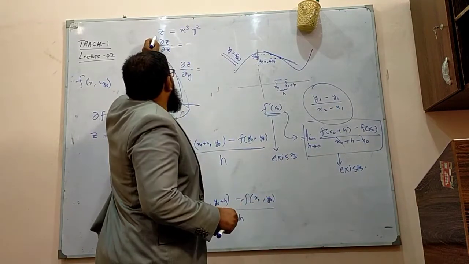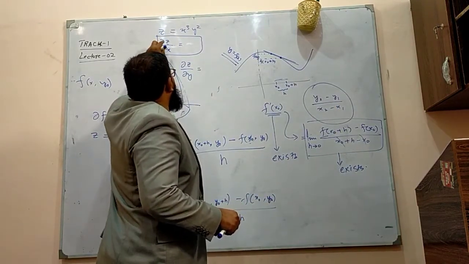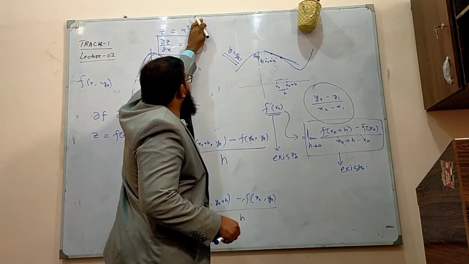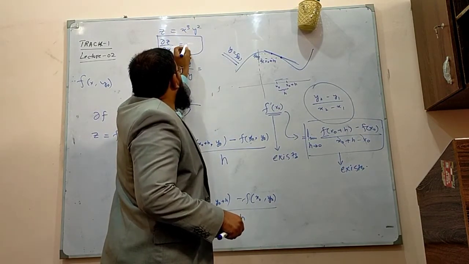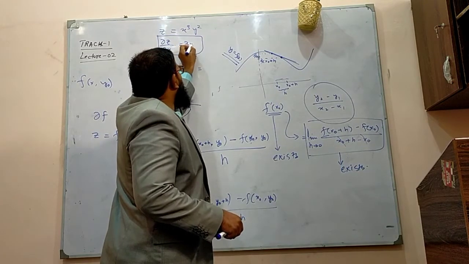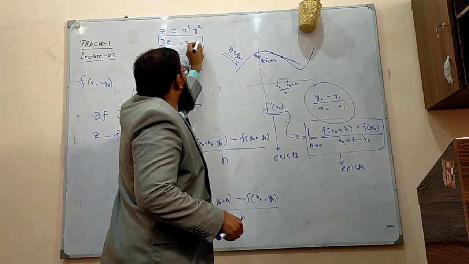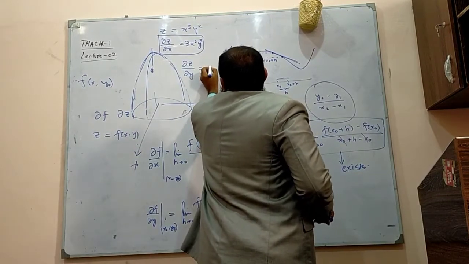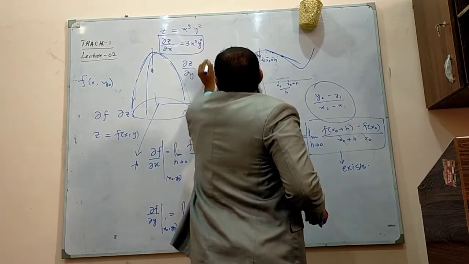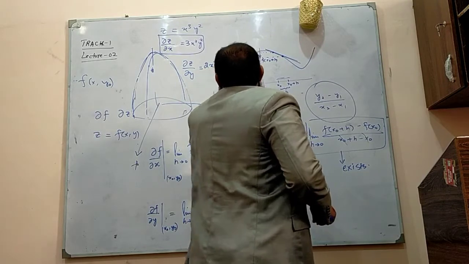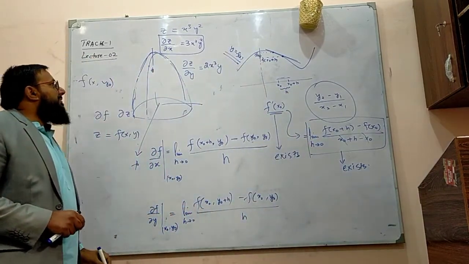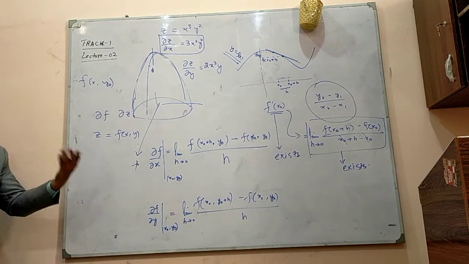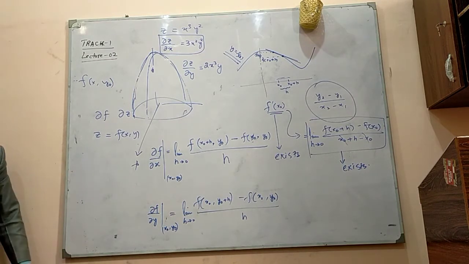So this is the partial derivative of z with respect to x. It means you will treat y as constant. Derivative of x cube is 3x square, and the y square remains the same. And with respect to y, x cube is constant, x cube is the same, and the derivative of y square is 2y. And similarly, you can differentiate these both functions again with respect to x or with respect to y.